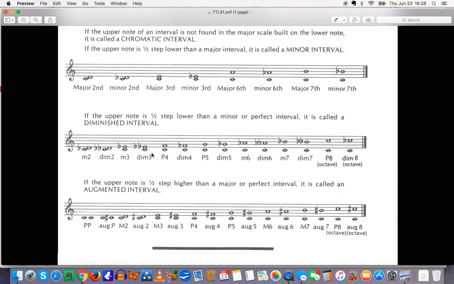Okay, this also goes for perfect intervals. If you lower a perfect interval by a half step, you get a diminished interval. Okay, so minor or perfect, if you lower it a half step, you get a diminished interval. So here we have, if we ignore this B flat or D flat, we have C to D, that would be a major interval. You lower it by a half step, you get a minor second, and you lower that top note by another half step, you get a diminished second. Okay.